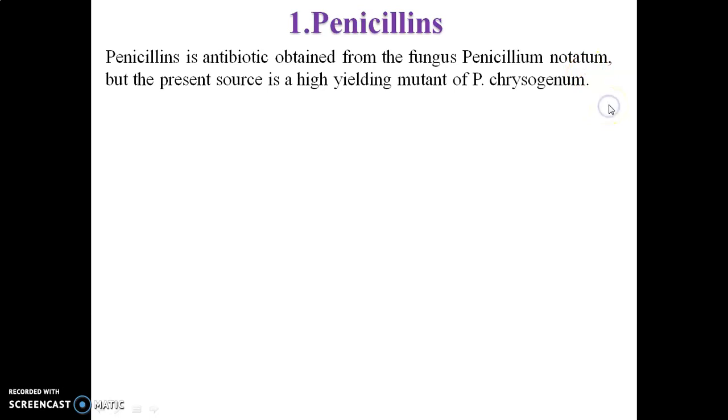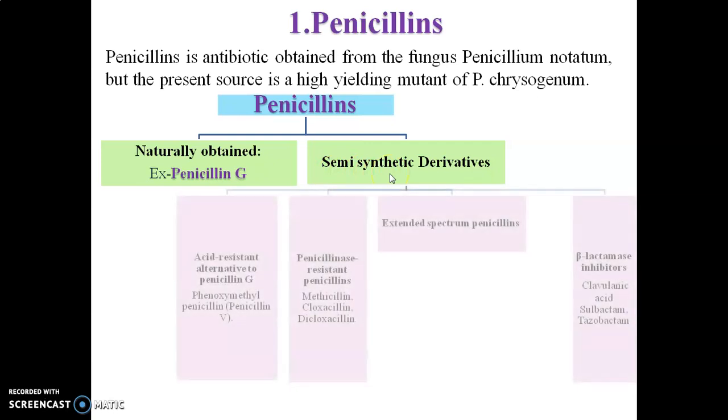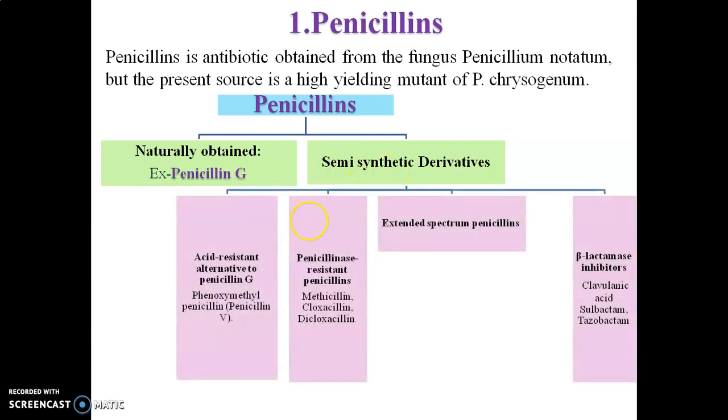Then penicillin is classified into two major classes. The first class is the naturally occurring derivative, that is penicillin G. The second class is the semi-synthetic derivatives. These are again classified into acid resistant derivatives, which are used as an alternative to penicillin G, for example penicillin V. Then penicillinase resistant penicillin, which is methicillin.